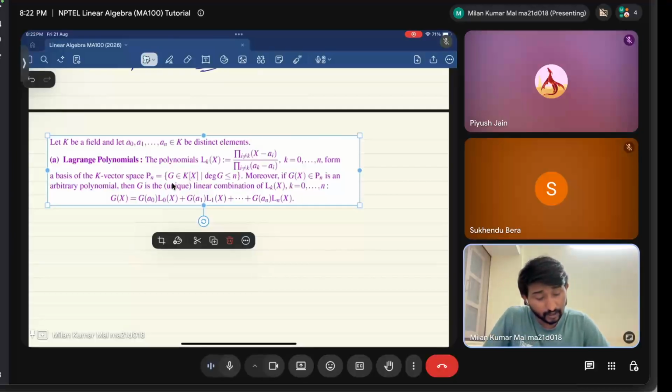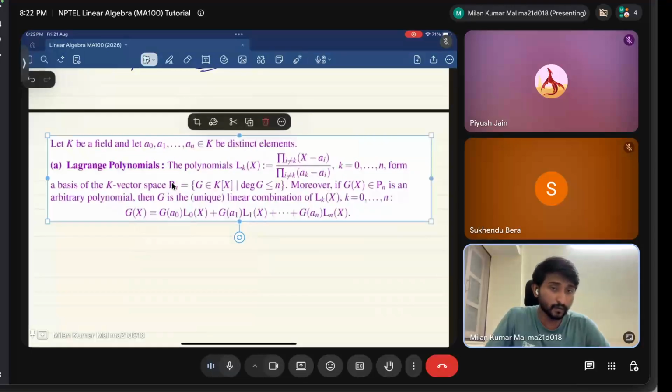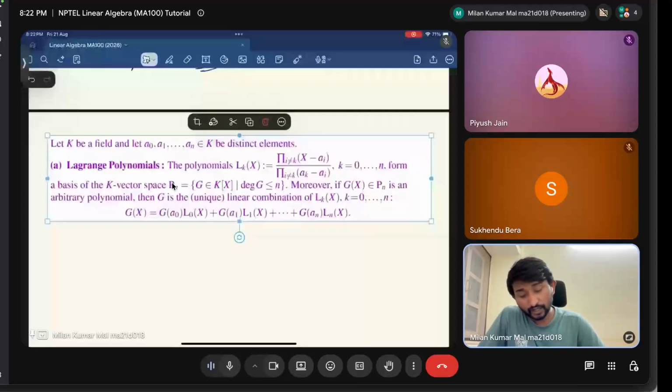Okay, let's start this, and whatever result is required, I will mention. One of the results needed to solve this problem comes from the assignment problem of this week. So I will not solve that problem, but I will use it as a result, and I will try to solve this problem. Okay. So what this problem says: let K be a field and a0, a1, a2, ..., an are distinct elements.